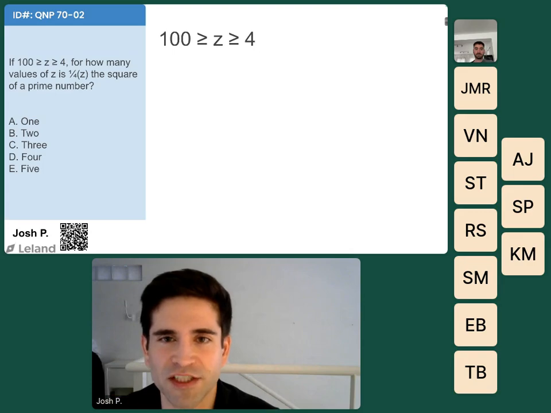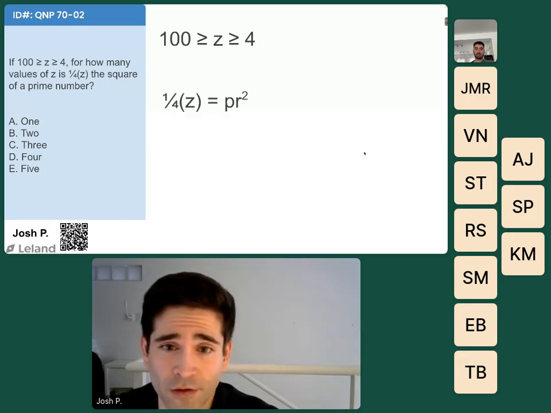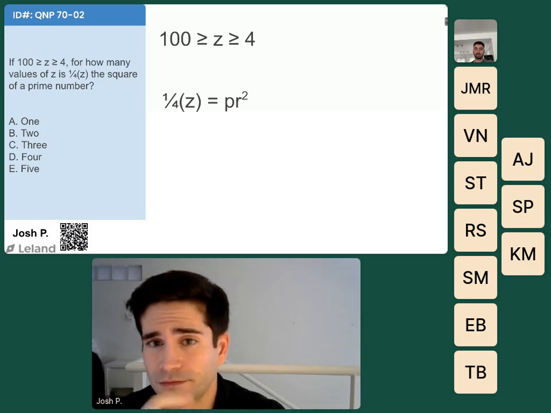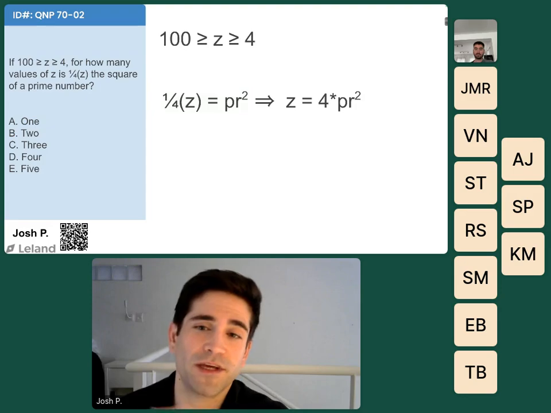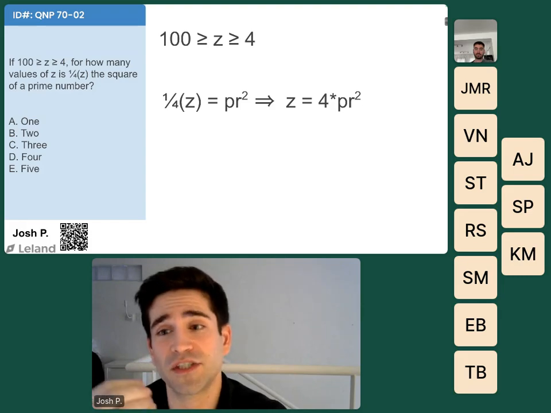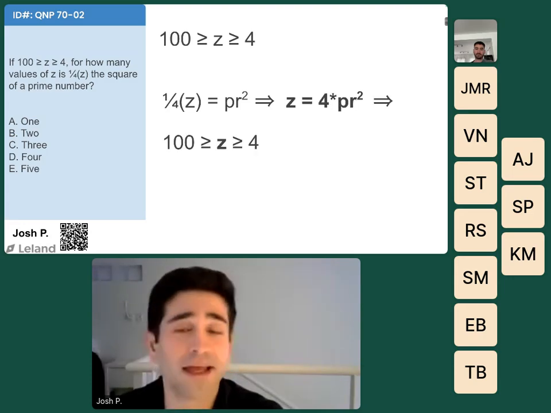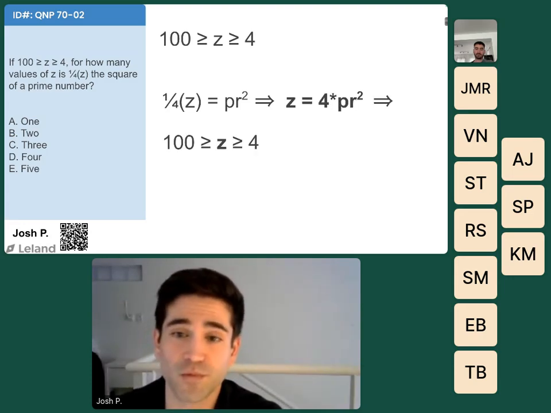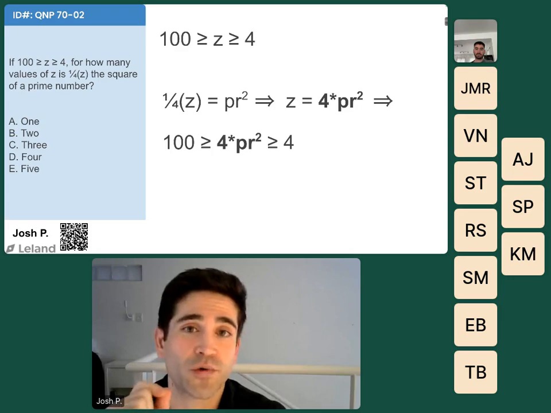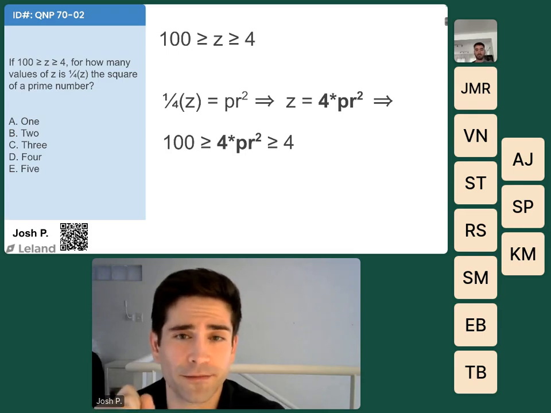So we have 100 is greater than or equal to z, which is greater than or equal to 4. We also know that 1/4 z is equal to a prime squared. Now, to make our lives easier, we could isolate z by saying z is equal to 4 times prime squared. We could then input this into the inequality because we now know the value of z. So we have 100 is greater than or equal to 4 times a prime squared, greater than or equal to 4.